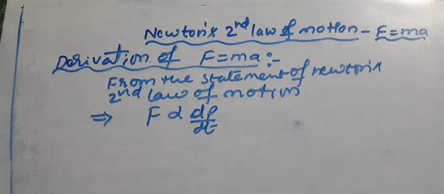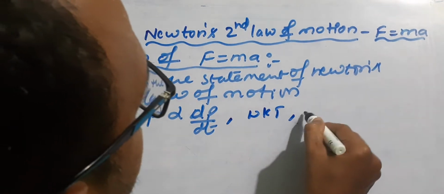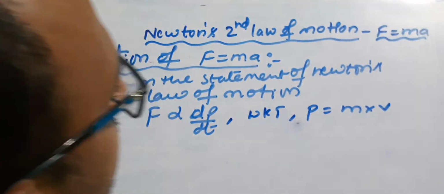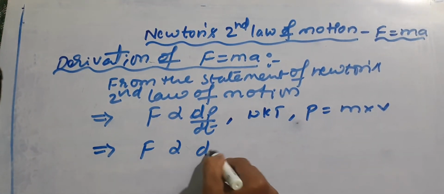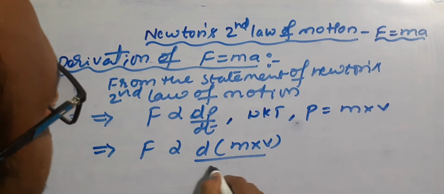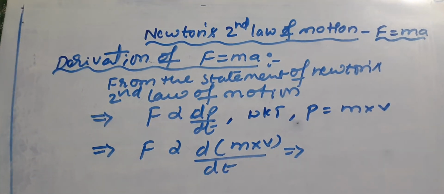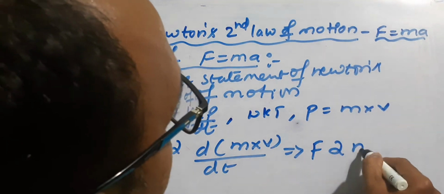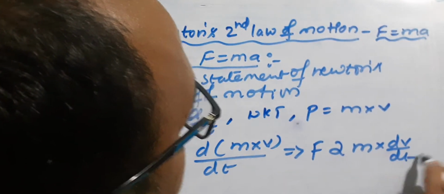We know that linear momentum p is given as mass into velocity. So from that we can write F is directly proportional to d of m into v by dt. But the mass of the body remains constant, so it can be written as F is directly proportional to m into dv by dt.